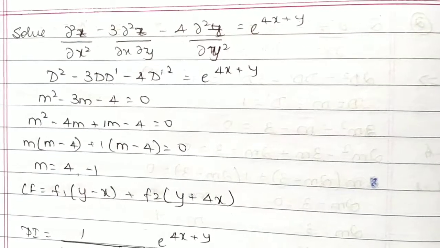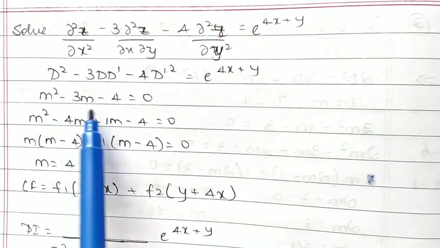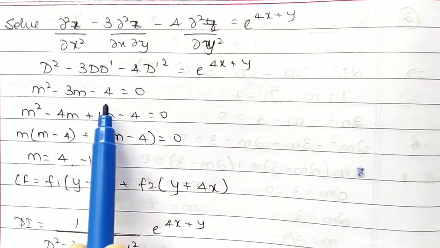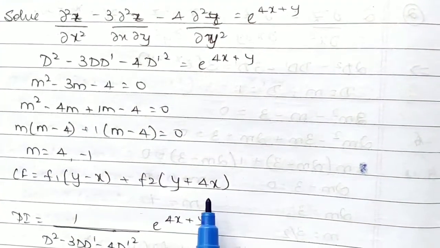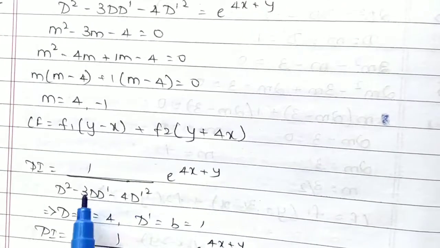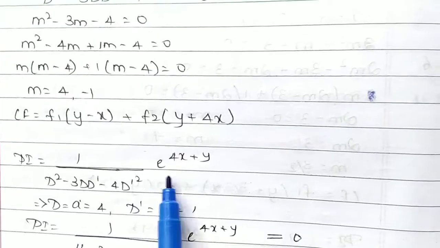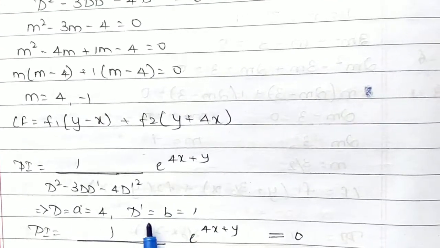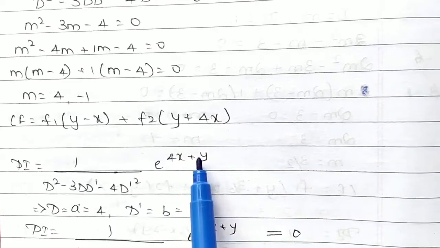One more example. This is the given question. Write it in standard form and form the auxiliary equation, m square minus 3m minus 4, and split into factors: 4, minus 1. You know how to write it. So now the particular integral is 1 by this operator into e power 4x plus y. Now substitute according to the exponential formula: D equal to a, D dash equal to b. Here a means the x coefficient, which is 4, and b means the y coefficient, which is 1.